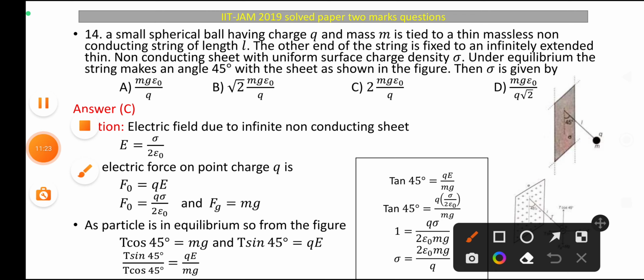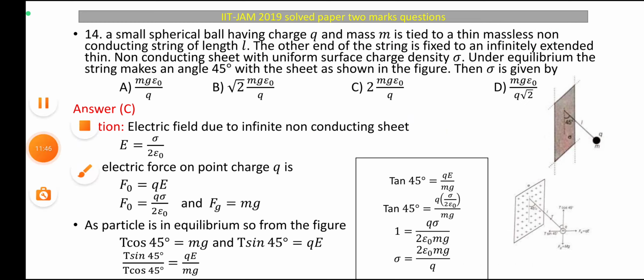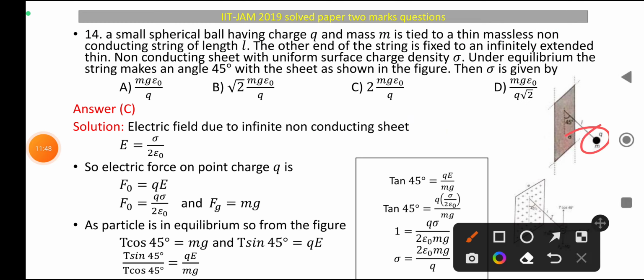So what is here? A small spherical ball having charge Q, and its mass m is given. It is tied to a thin massless non-conducting string of length L. So it is connected to a string, and the length of the string is L. Okay, the side diagram is given. It is a bob, or spherical ball.